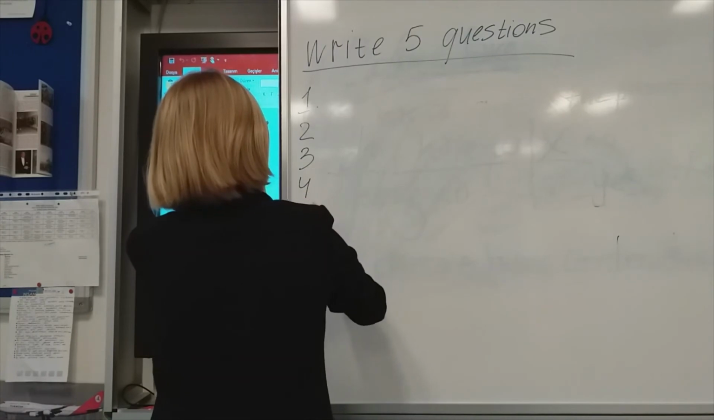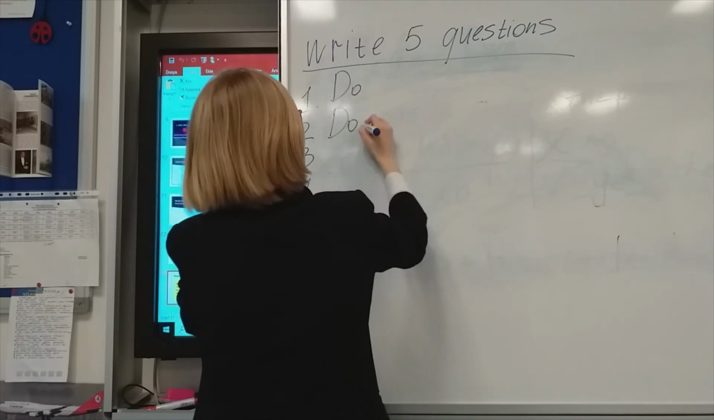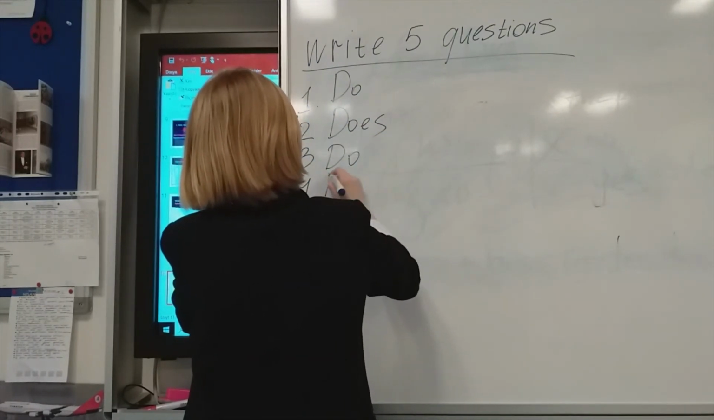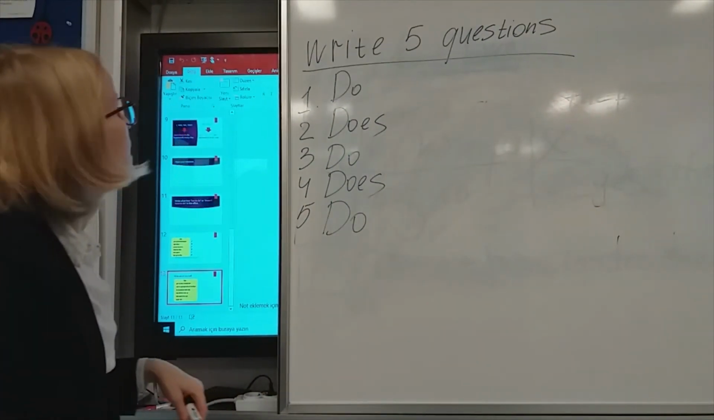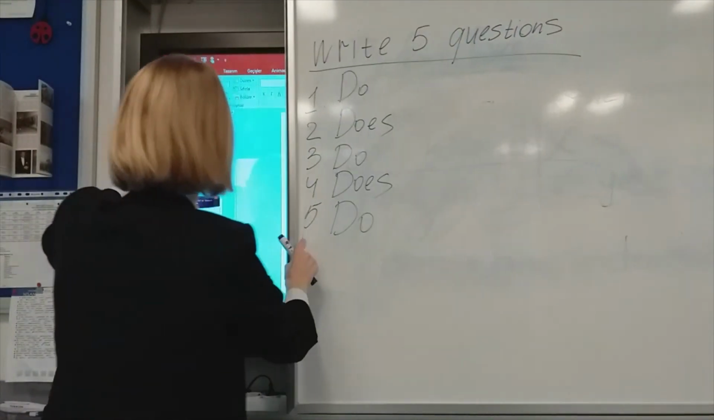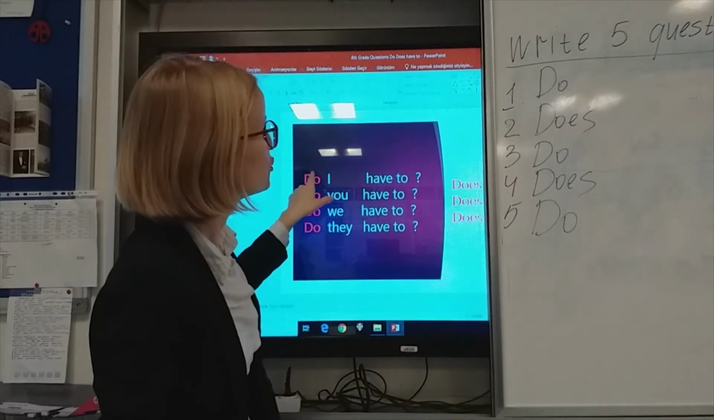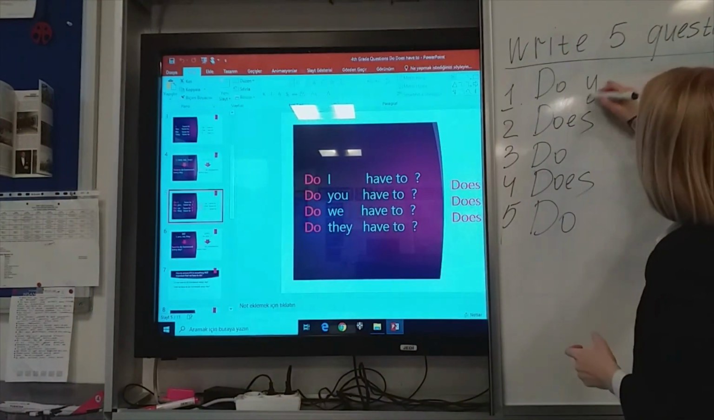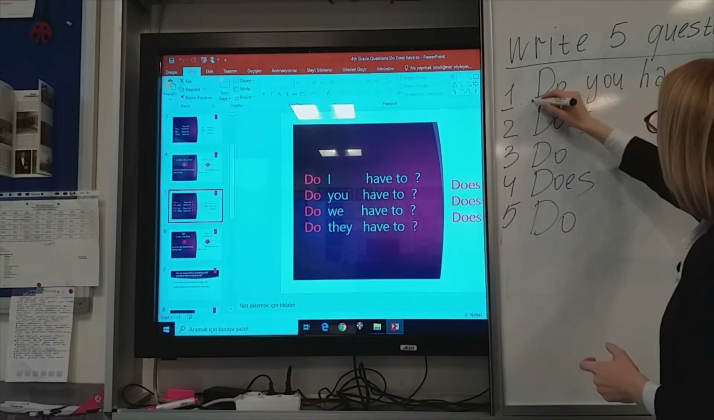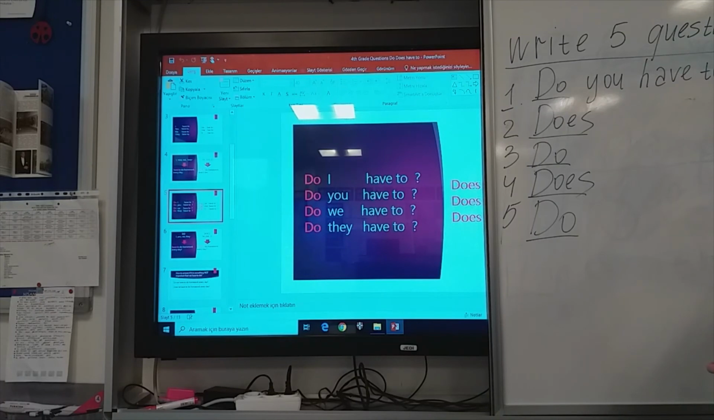Number 2, 3, 4, 5, with do, does, and do. For example, do you have to? Let's open our question. For example, do you have to do homework?